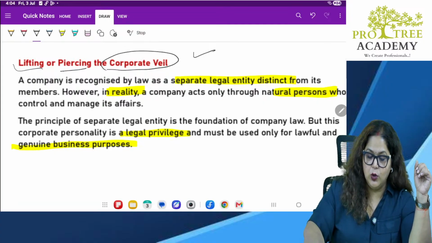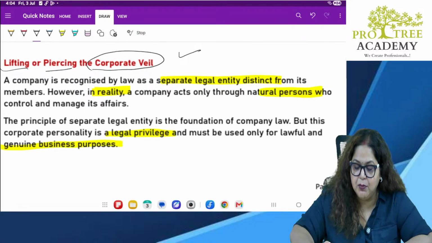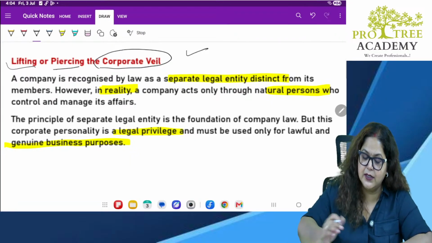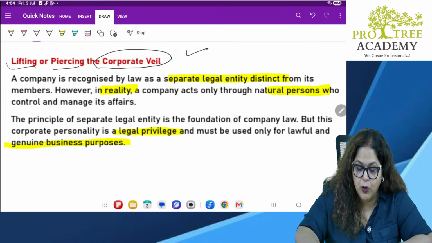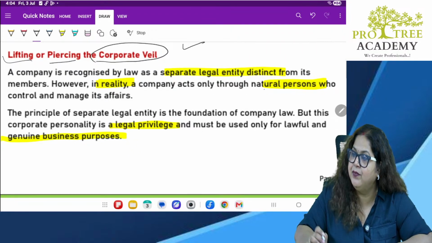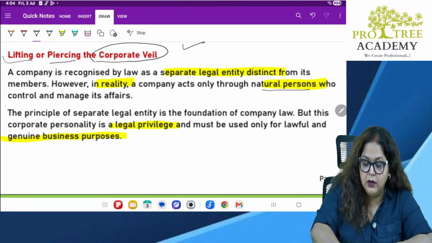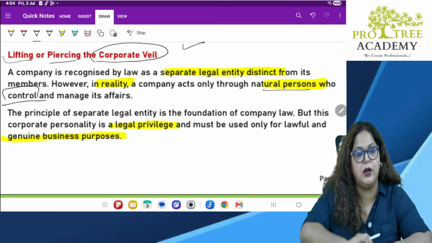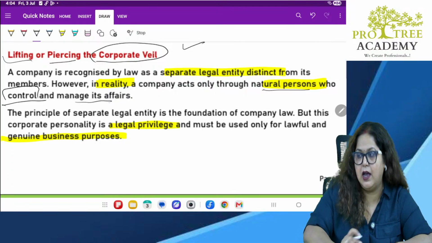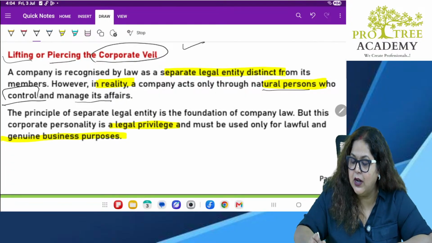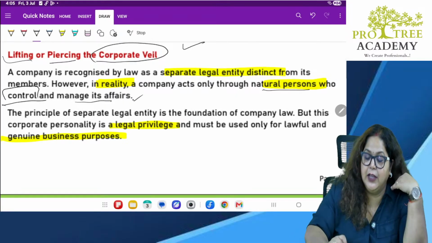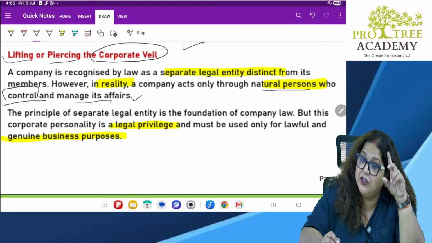A company is recognized by law as a separate legal entity distinct from its members. Already we know this. However, in reality, a company acts only through the natural persons who control and manage its affairs. This word, control, is very, very important. So these people are taking the shelter of this shield.